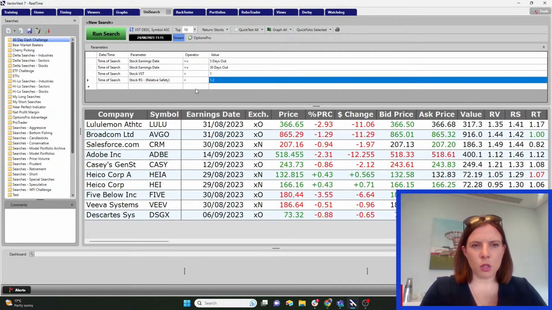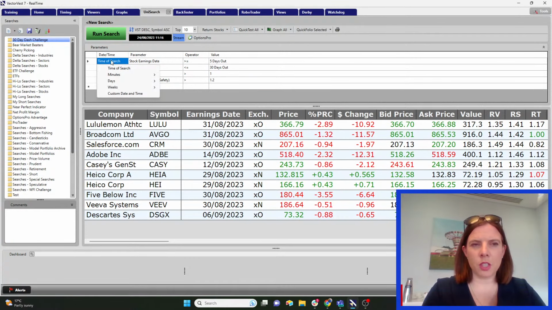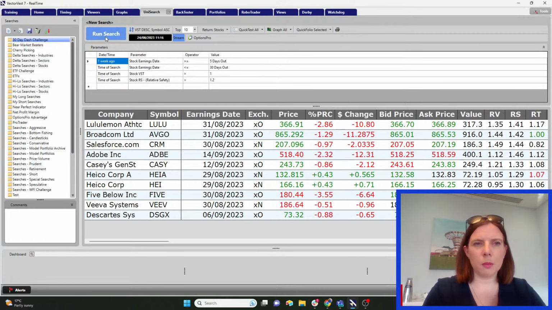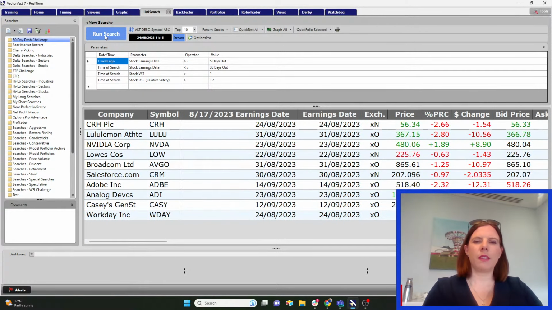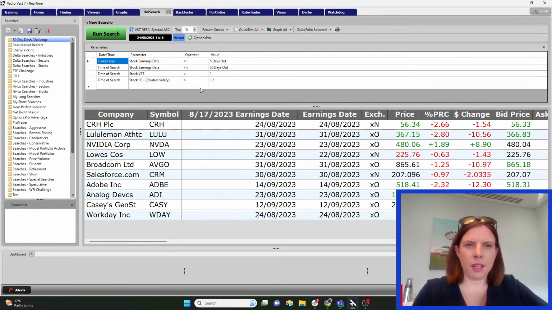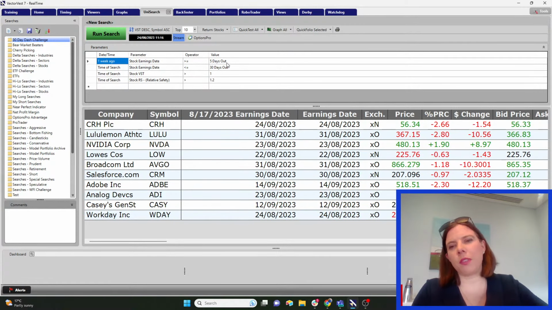Okay, so what I'm going to do now is change one thing. I'm now going to change the time of the search. I'm going to bring it back a week. Okay, bring it back to 1 week. On the search now. Okay, now these are the stocks that a week ago were 5 days out.